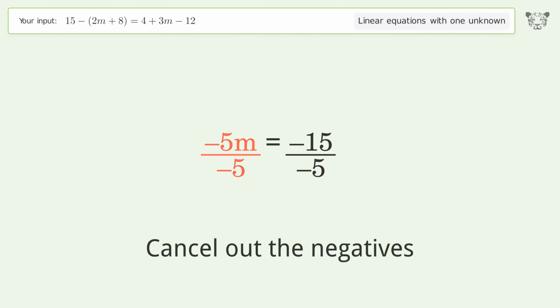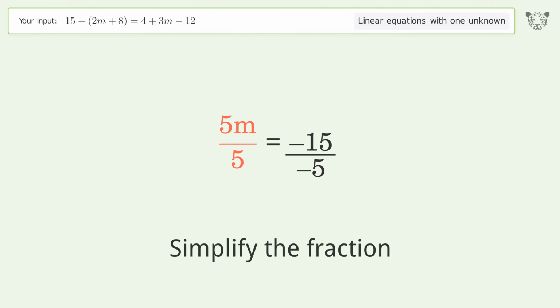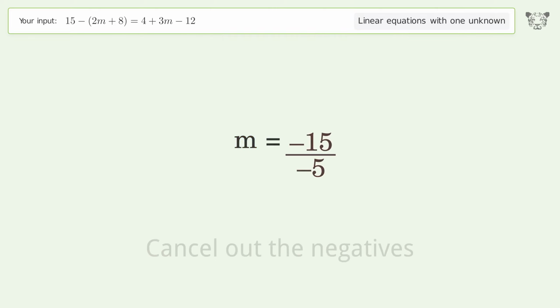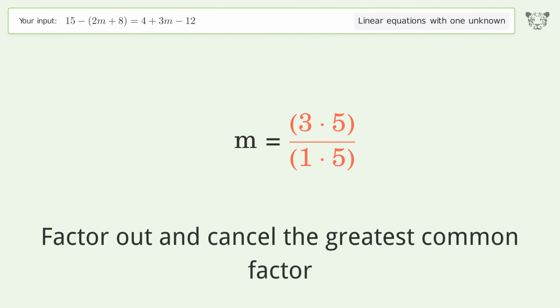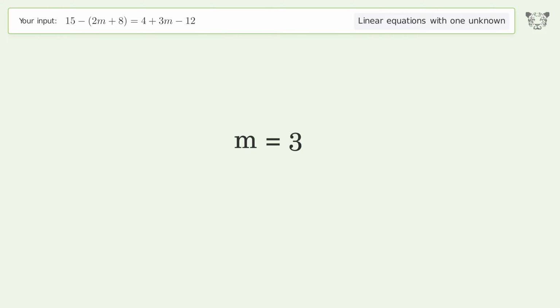Cancel out the negatives. Simplify the fraction. Cancel out the negatives. Find the greatest common factor of the numerator and denominator. Factor out and cancel the greatest common factor. And so the final result is m equals 3.